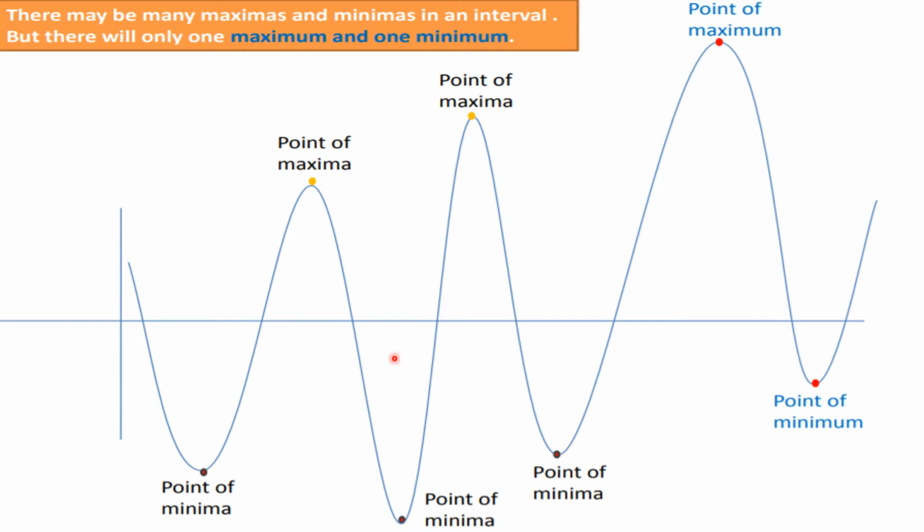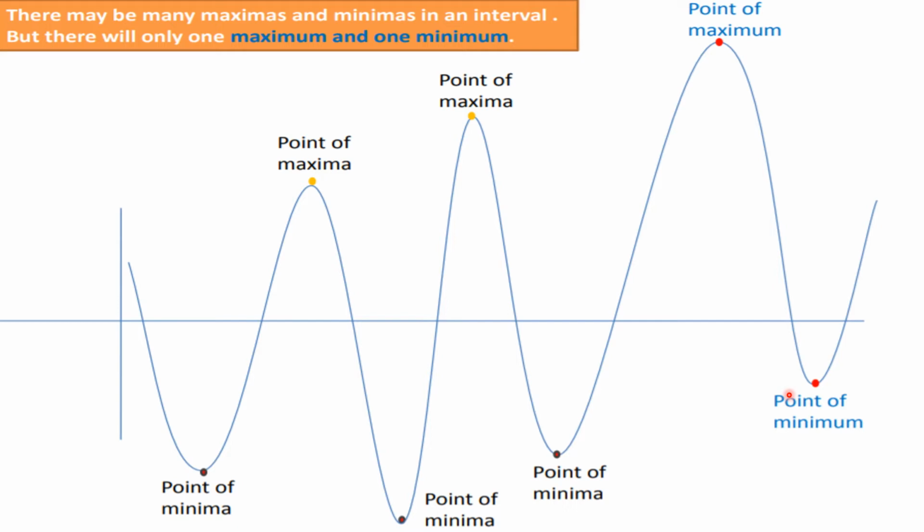Right. Out of all these local maximums, what is the greatest value? This point is the greatest value. So this point is said to be the absolute maximum or global maximum. Understood this point, my children? Right. Now come to the global minimum or absolute minimum. Out of all these points, see here, this point is said to be the global minimum or absolute minimum because this is the least value among these local minimum values.